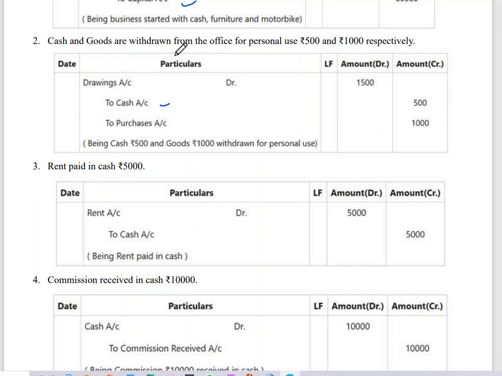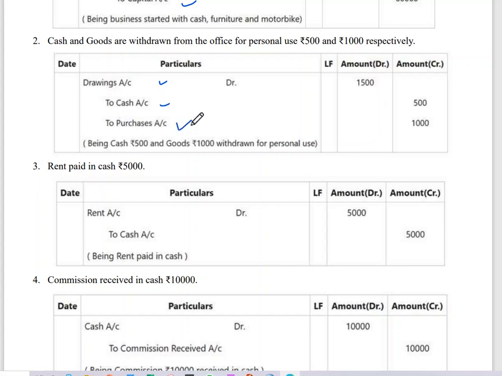As per the modern rules, when drawings are increasing, you remember that DEALER concept: D for drawings, E for expenses, A for assets. If drawings, expenses and assets are increasing, that should be debited. If those are decreasing, that should be credited. Here drawings is increasing, as the person is drawing the money from the business. But in the business cash is decreasing because he has taken the money.